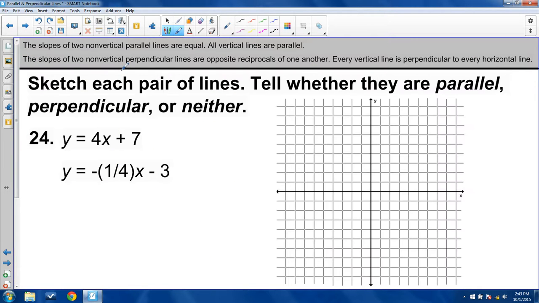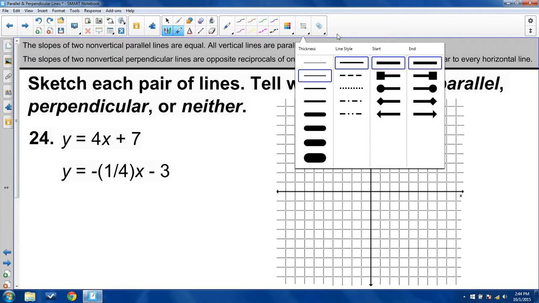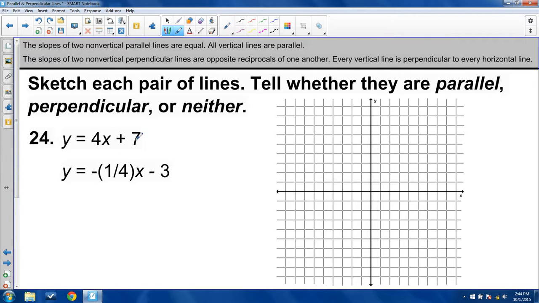Okay, let's sketch these pairs of lines and tell whether they are parallel, perpendicular, or neither. I'm going to go pretty quickly through them. After I explain one, the others should take care of themselves. Y equals 4x plus 7 has a slope of 4 over 1 and a y-intercept of 0, 7. So I'm going to start at 7. And I would probably go up 4 over 1.